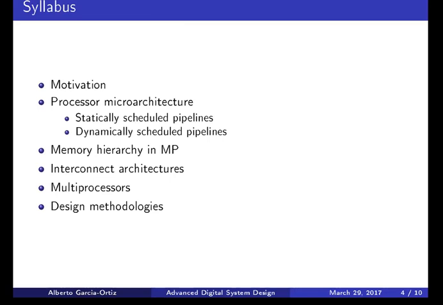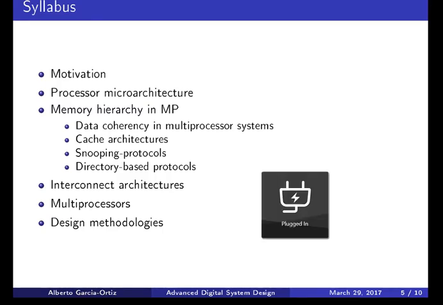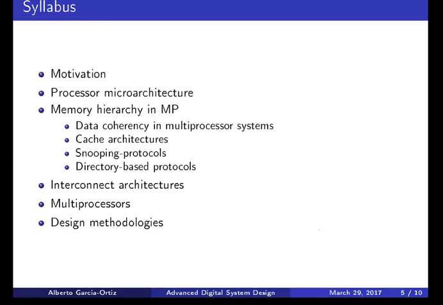Once we have discussed these two kinds of processor microarchitectures, then we will move to the memory hierarchy. As you know, when you design any digital system, and in principle, when you design a multiprocessor, one of the fundamental questions is how do you want to organize the memory? Probably in your bachelor, you have already discussed a little bit what is a cache, how can we improve the performance of a RISC processor with a cache, and so on and so forth. Here, we are going to go one step further. We are going to discuss how we can connect different memories in parallel in such a way that different processors can have a similar view of the memory.